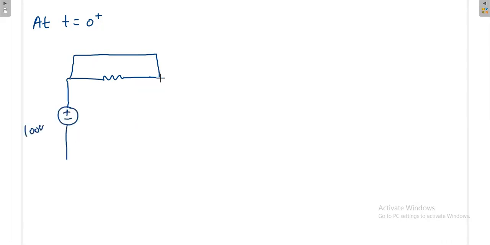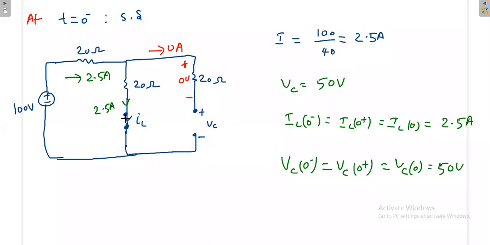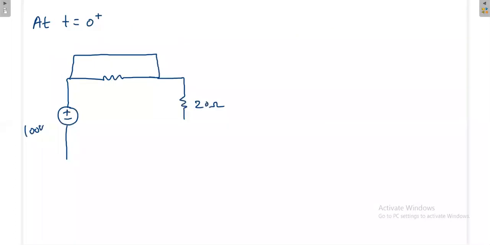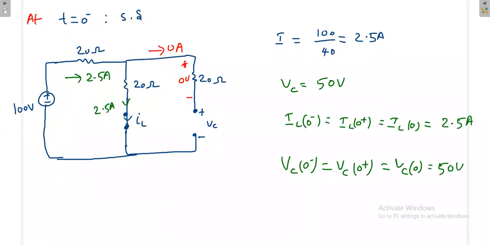Then there was one resistance, that is 20 ohm. This inductor has some initial current, which is 2.5 ampere, but at the time of switching, the inductor will act as an open circuit. So I am putting an open circuit for the inductor. But anyway, the current across the inductor cannot change suddenly. That's why we are providing one bypass path for the current. The current value is 2.5 ampere.